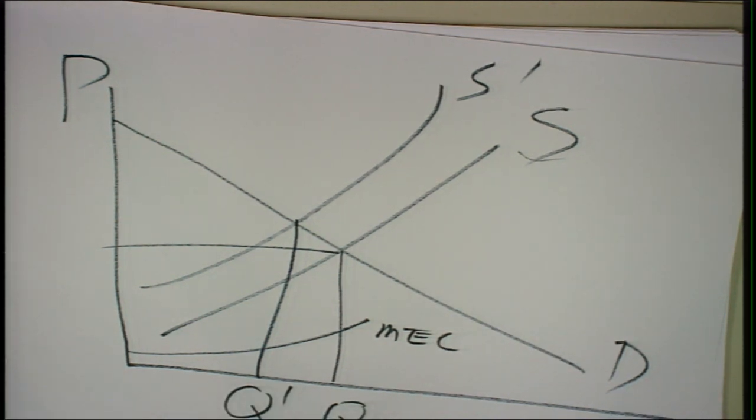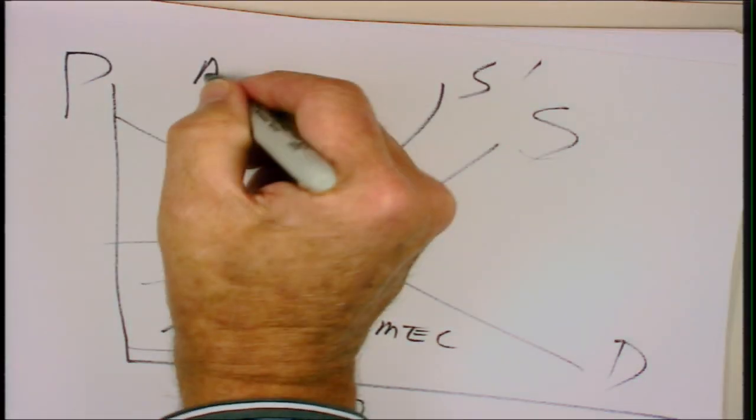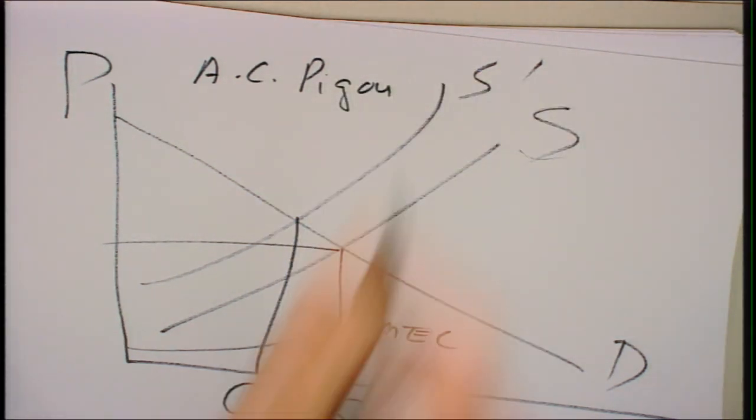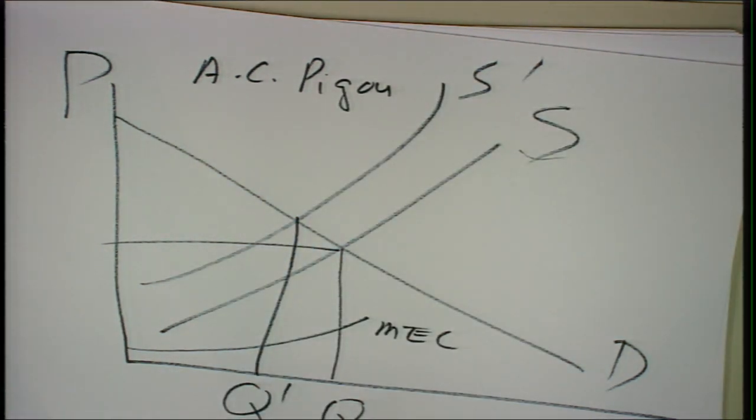That's been in all the economics textbooks for at least 100 years. The first economist to write it up like this was A.C. Pigou, who was a British economist. He wrote a book in 1912 called Wealth and Welfare.